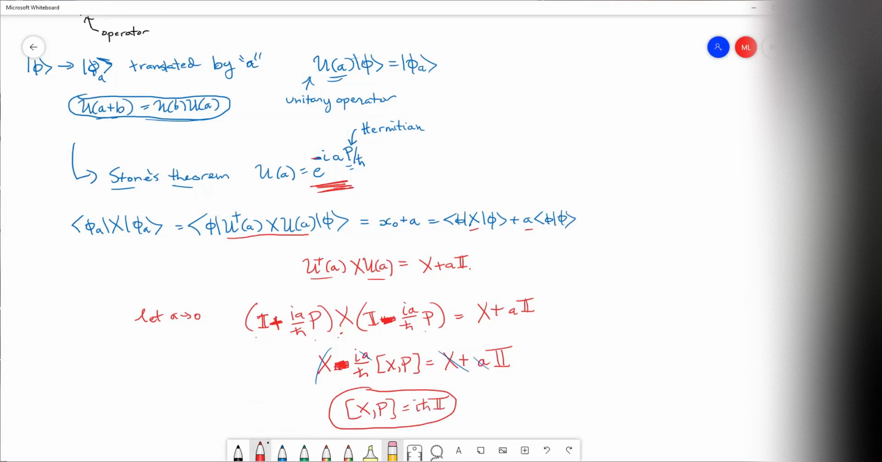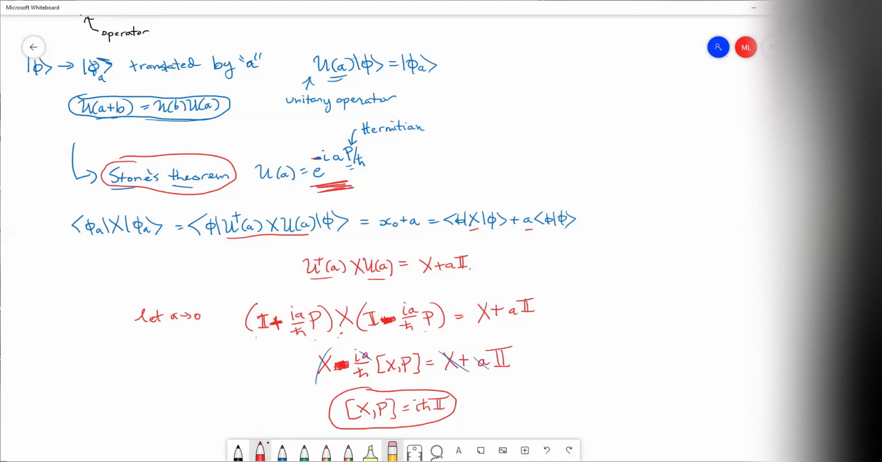So yeah, that's a very powerful thing. We just used the property of translations, and applying Stone's theorem, to derive the canonical commutation relations. This kind of thing is very powerful. We'll see when we do rotations, you can use rotations to derive, for instance, the commutation relationships between angular momentum operators. So yeah, very, very powerful general arguments.